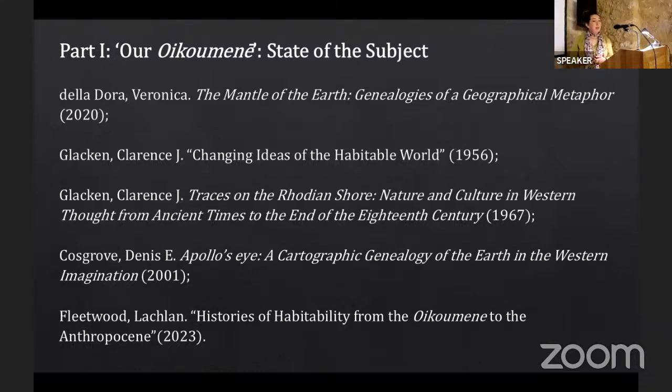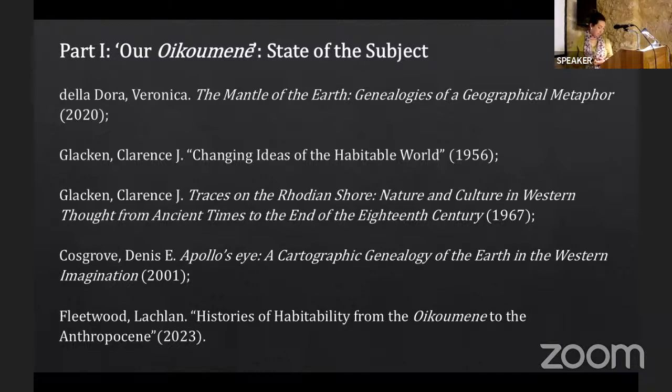The relationship between habitability and empire, how the understanding of the former has shaped the practices of the latter, as well as the legacy of their relationship, has been addressed by generations of geographers also, notably by Clarence Glacken in the 50s and 60s, and more recently by Denis Cosgrove. In 2023, Fleetwood, I already mentioned his name, added his contribution by studying the connection between ideas of limited habitability and uninhabitability in relation to the imaginary geographies created by European and global empires of the 19th and the 20th centuries.